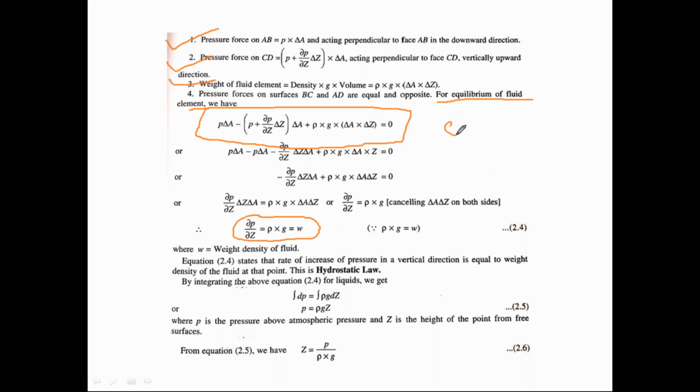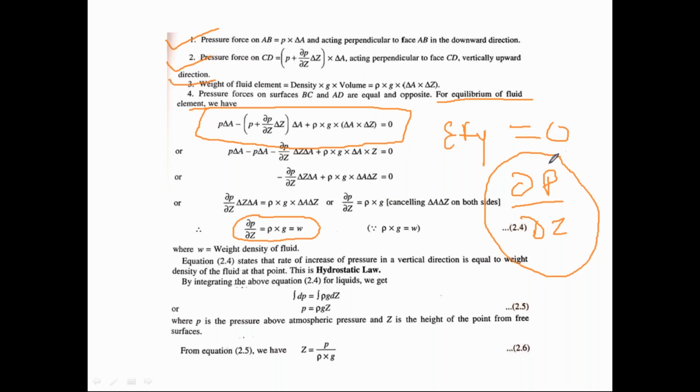If summation Fy equals 0, it gives me delta P, that is the intensity of pressure, over delta Z. This is a gradient, in which direction? The Z direction. The gradient of pressure in the Z direction equals the specific weight, rho g, and that rho g is nothing but a small w, the specific weight.